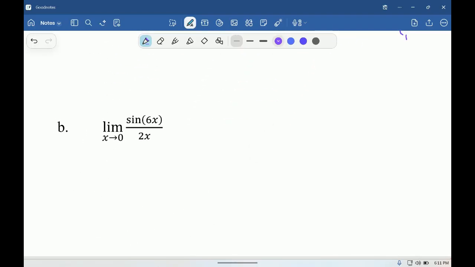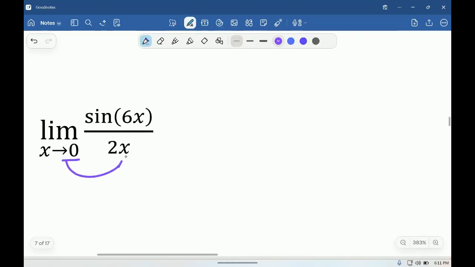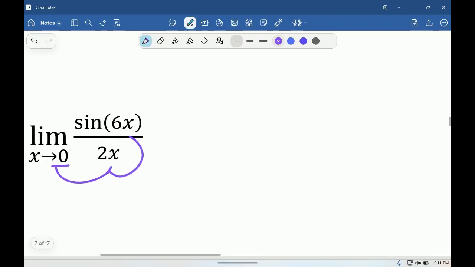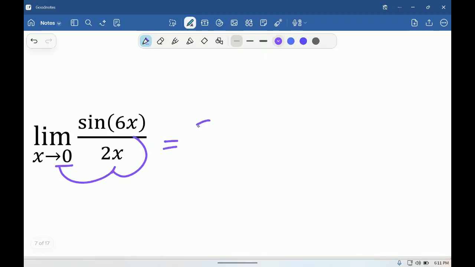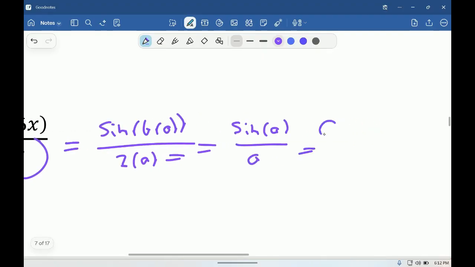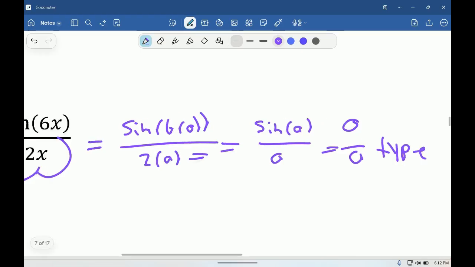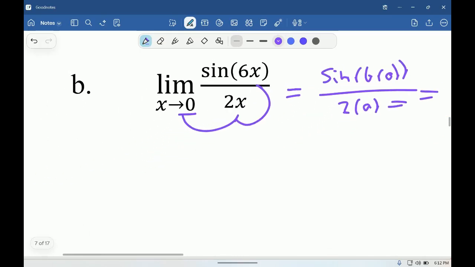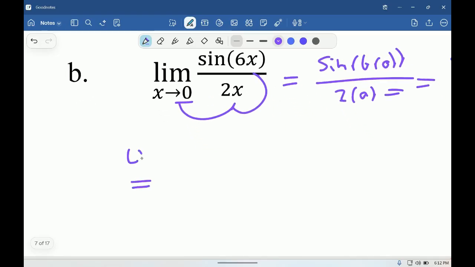For the next problem, we're also going to want to find the indeterminate form, so we're going to plug in 0 into our x's. It looks like this. Sine of 0 is 0, so this gives 0 over 0. And then to find the limit, we're going to go straight into applying L'Hopital's rule.